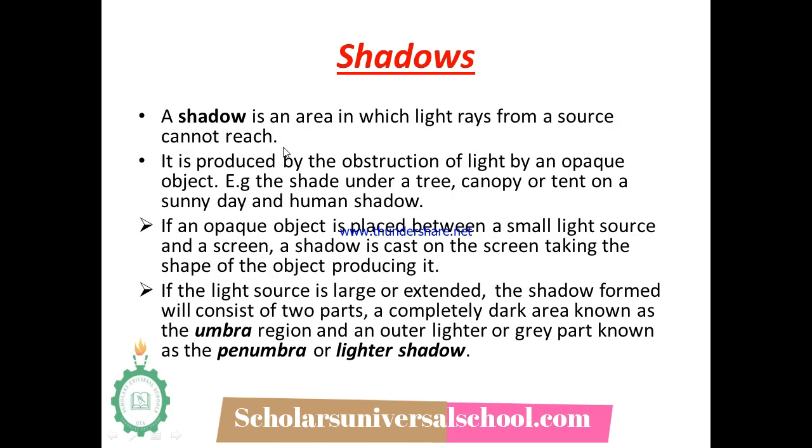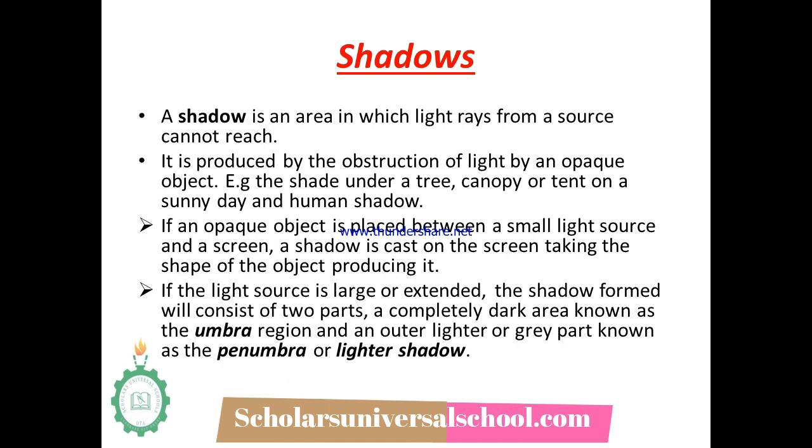Now, let's move to shadows. What is a shadow? A shadow is an area in which light rays from a source cannot reach. When you produce light rays from a source and you are trying to illuminate an object, the parts of that object where light rays do not reach give you what? The shadow.